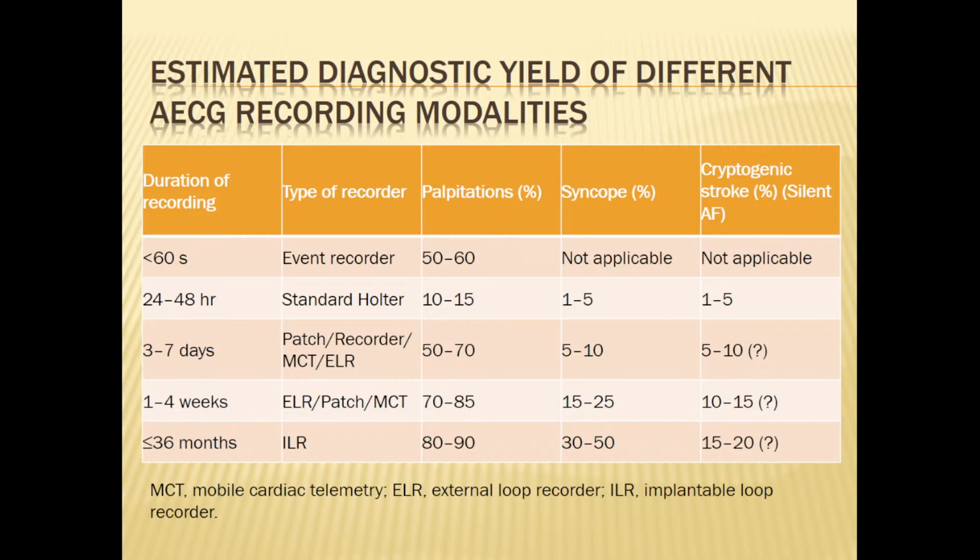In 3-7 days, you may use a patch electrode, MCT electrode, and can detect palpitations, syncope, and stroke. For 1-4 weeks, also patch and MCT, and maybe an implantable loop recorder, when the electrode is not outside of the patient's body, when it is inside. Of course, in this case, there is high sensitivity for arrhythmias, the highest probability of proper diagnosis, but it is an invasive procedure.